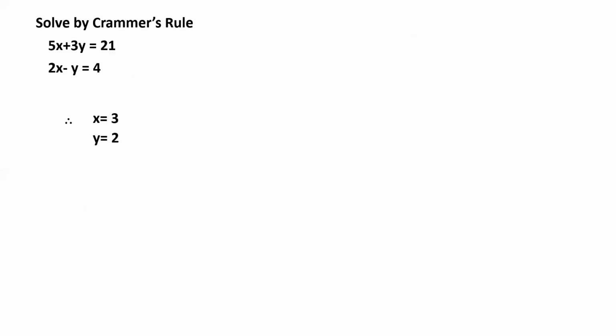Now let's look at another question: 5x plus 3y equals 21, and 2x minus y equals 4. I hope you can solve these equations. I've written the answer also: x is equal to 3 and y is equal to 2. So are you going to try this one?